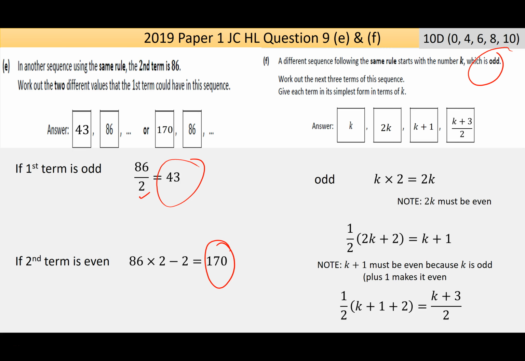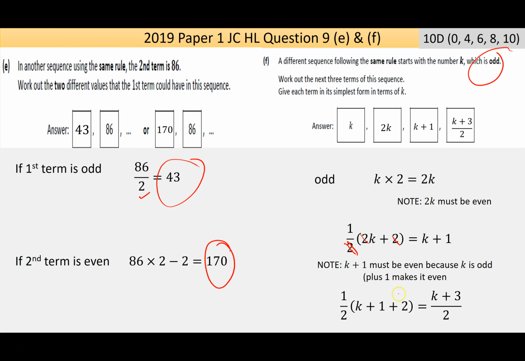So if 2 times k is even, well, we're told that the rule says we add 2 to it and then divide by 2. So it's 2k plus 2. Now you do that first, and then you divide by 2, or multiply by half in this case. So you end up with the 2's cancel here, and the 2's cancel here. So you're left with k plus 1. Now, if k was odd, you were told at the beginning, if you add 1 to any odd number, it turns it even as well. So k plus 1 must be even.